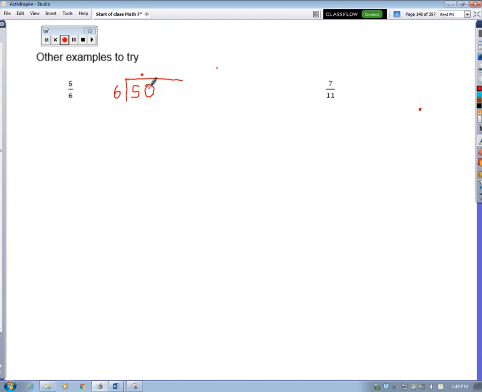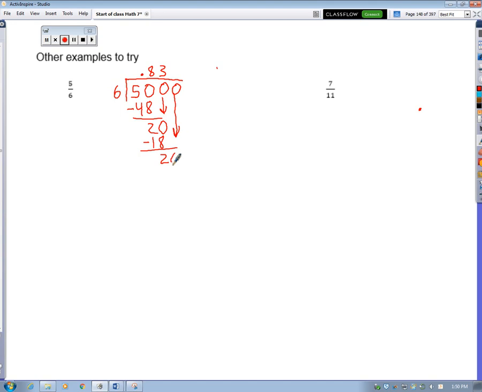6 goes into 50 8 times. Okay, that's 48. Alright, subtract those two. That's going to give me 2. I have a remainder. Hit it with a 0. Alright, now we have 6 into 20. That's going to go in there 3 times. 6 times 3, 18. Take away 18. Subtract that, I get 2. Still have a remainder. Gonna hit it with another 0.